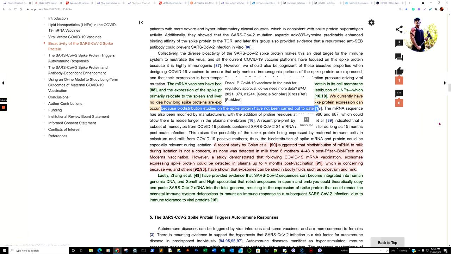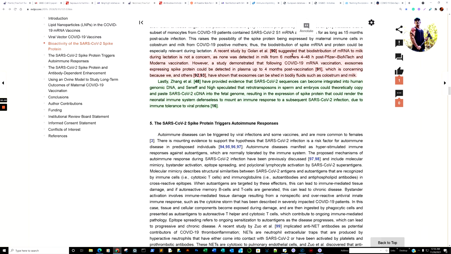Isn't that comforting? All right. A recent study suggested that the biodistribution of the mRNA to milk during lactation is not a concern, as none was detected in milk from the six mothers, 4 to 48 hours post Pfizer-BioNTech and Moderna vaccination. However, a study demonstrated that following COVID-19 mRNA vaccination, exosomes expressing spike protein could be detected in plasma up to 4 months post-vaccination.